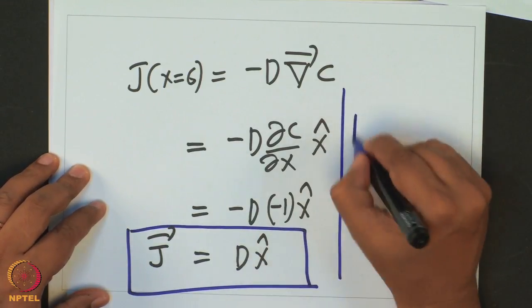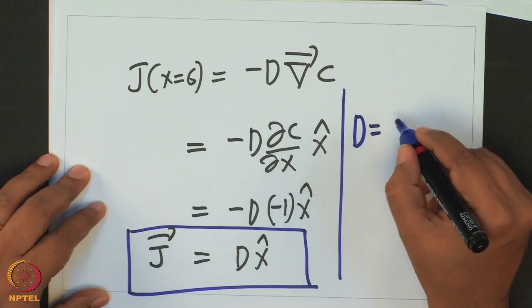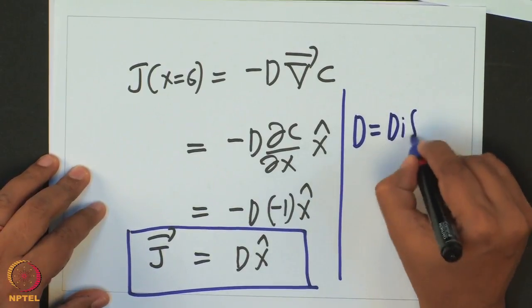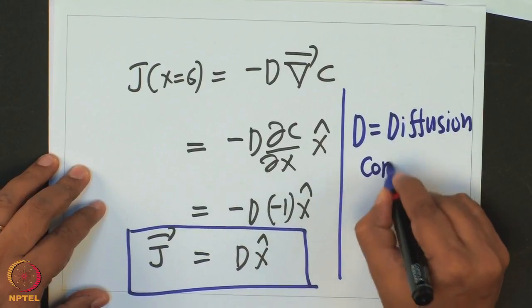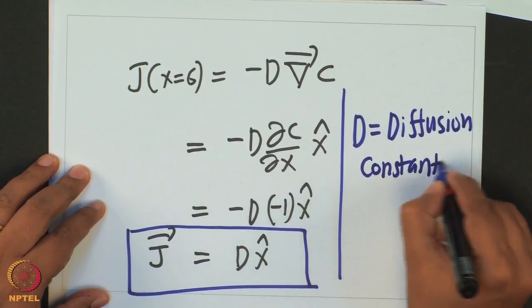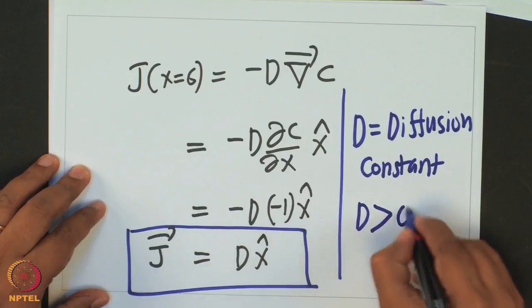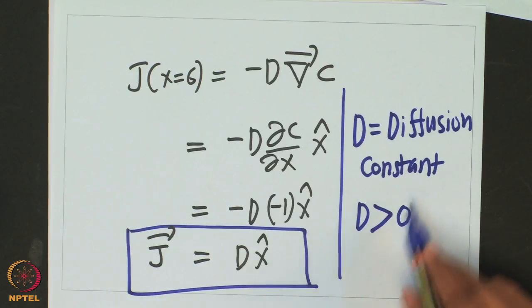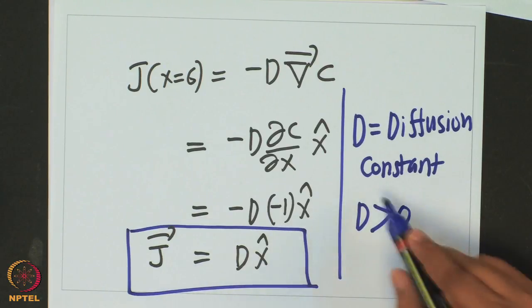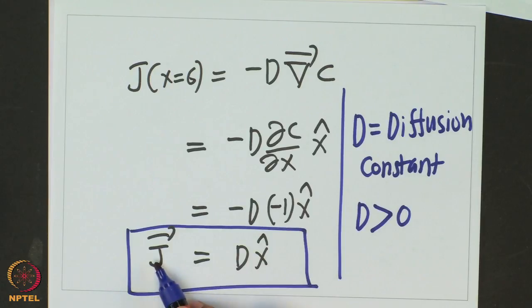You have to remember D is called the diffusion constant. This is some number greater than 0, so D is a positive number. Once we understand that D is a positive number, and we will understand more about D later, this J is along the x direction at x equal to 6.